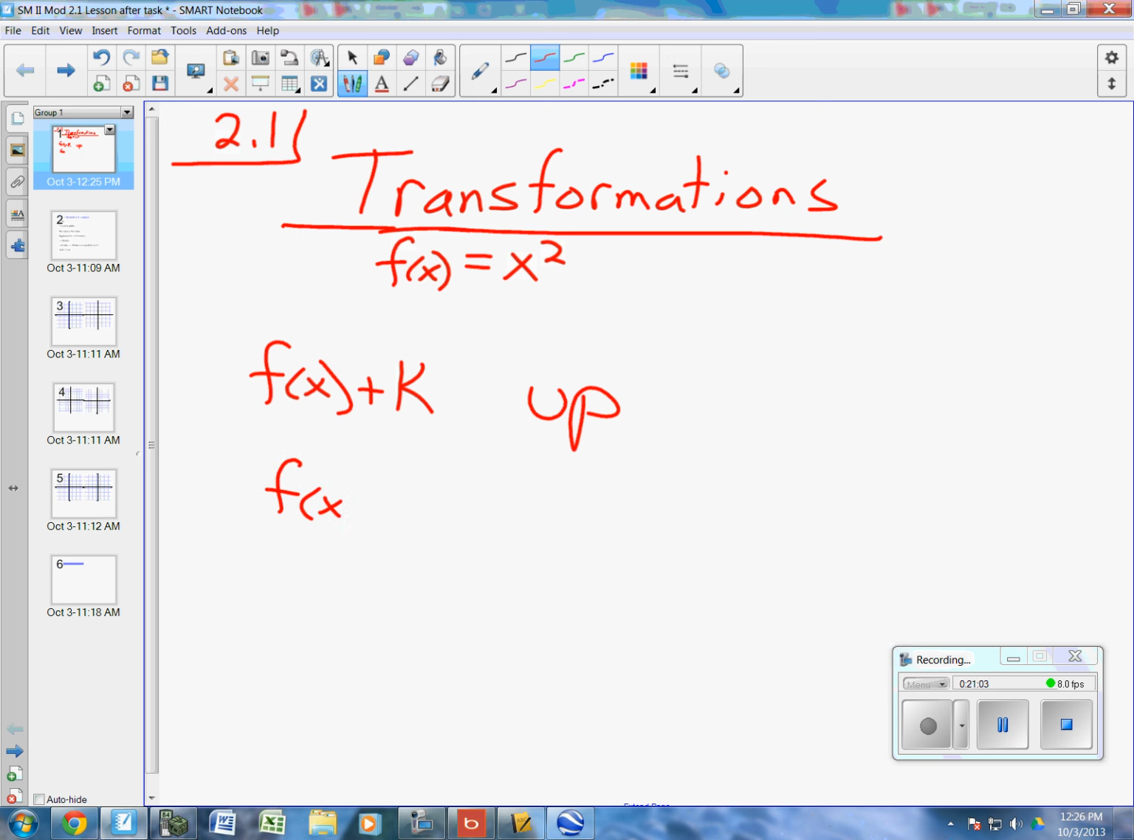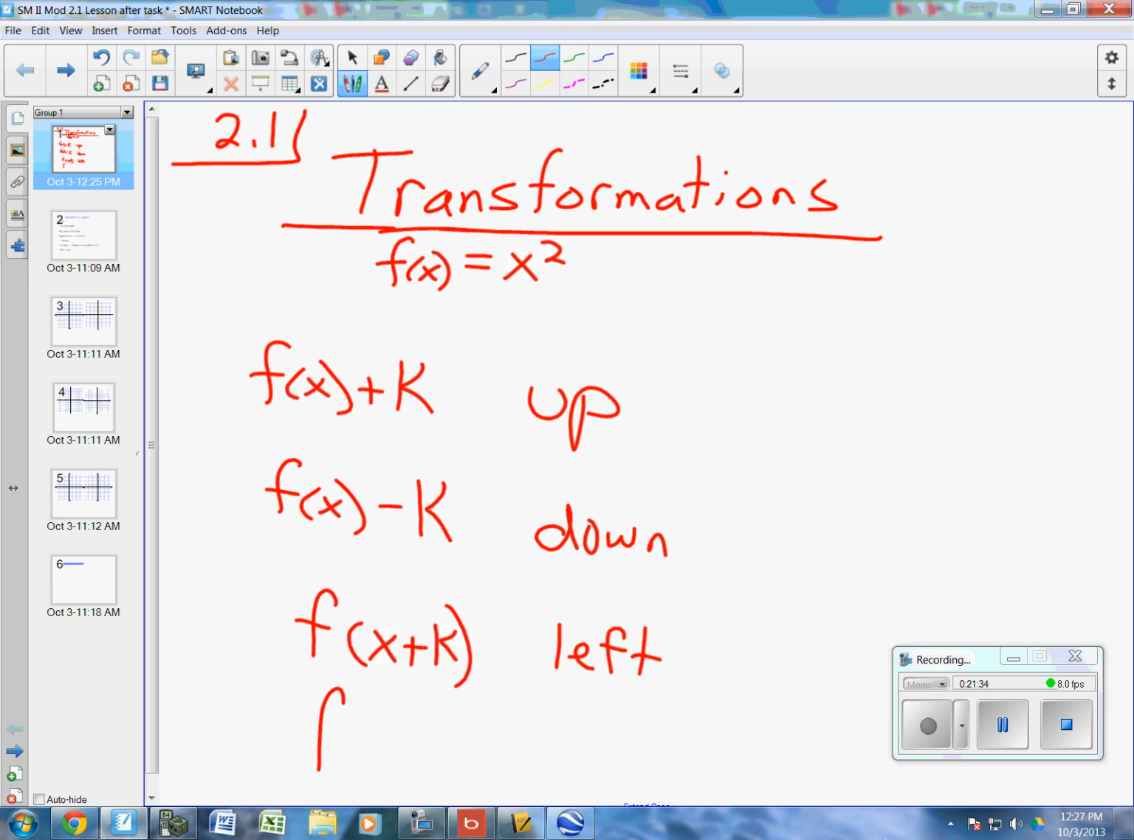What happens? Let's suppose that k is always positive, okay? Let's say k is always positive, because that's a good point. What if we minus k from it? What's it going to do? It's going to shift it down, right? k units. What if we do this? f of x plus k. Shift it to the left. And what's this going to do? Replace x with x minus k. It shifts it to the right.